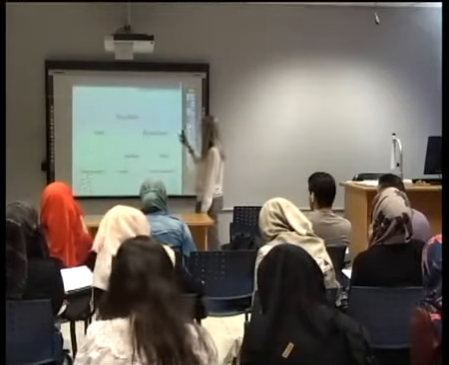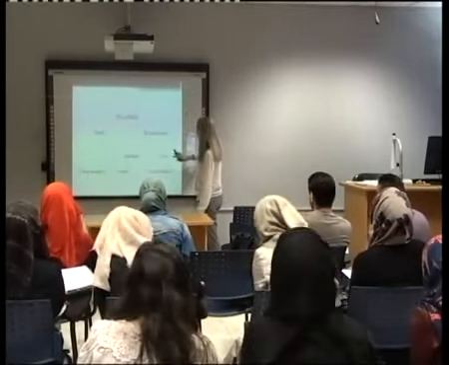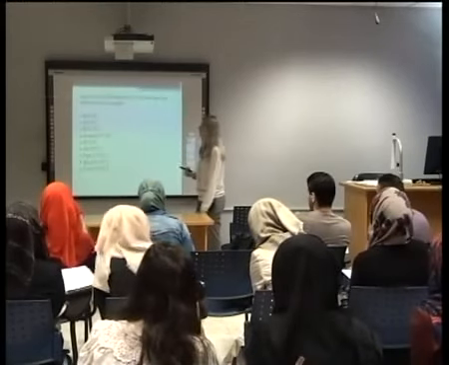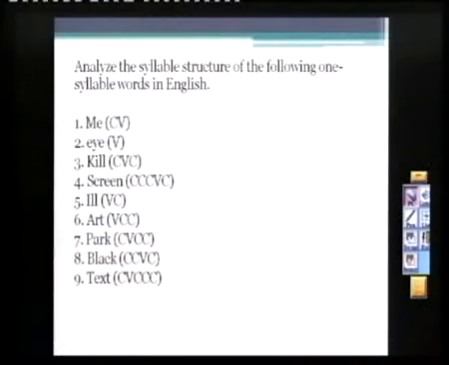So what we're going to do now is go to the PC and to the second slide. What we're going to do is analyze the syllable structure of the following one-syllable words in English. So we're going to draw trees for the syllable structure of these words. Let's look at these words. Let's try to examine them really quickly before we do that. We said number one, me.